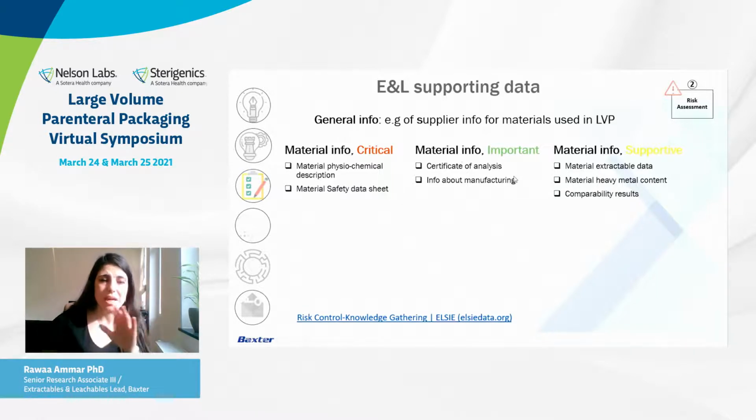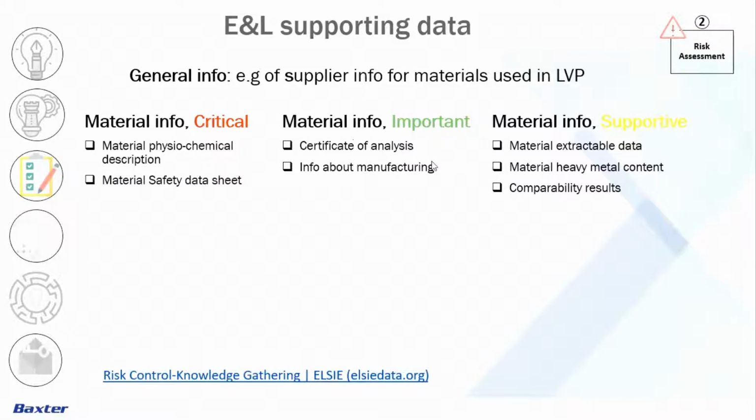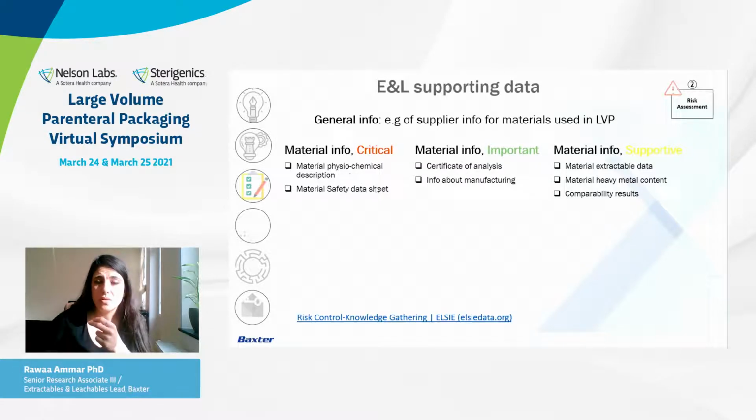So here is just a mere example of some supporting information that we can get from the supplier on the general material. What is critical is the material's physical and chemical properties, of course, and the safety data sheet. It will be very important to have a certificate of analysis, if any, and info about manufacturing, particularly, for example, if there's adhesive added, if there's a specific reactor used, if there's a special vulcanization process followed for the rubber, and so on and so forth.